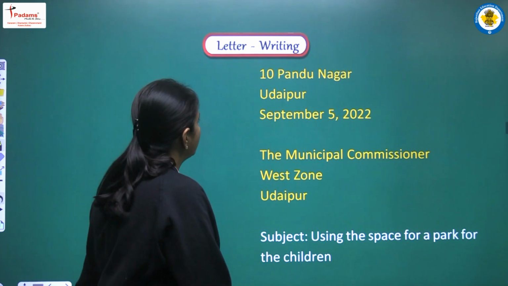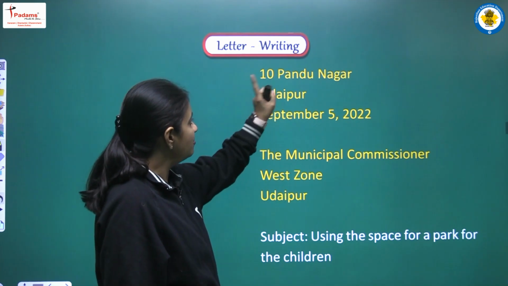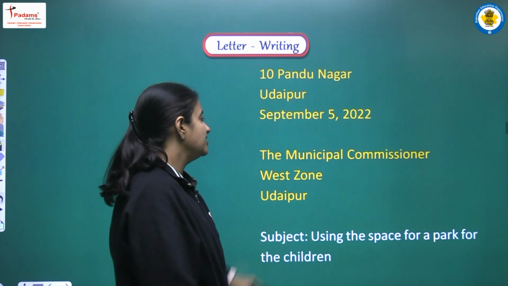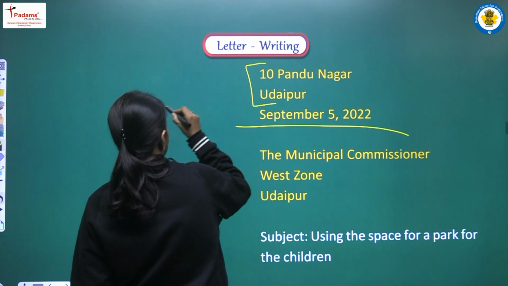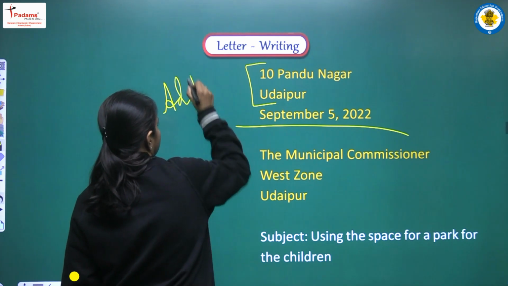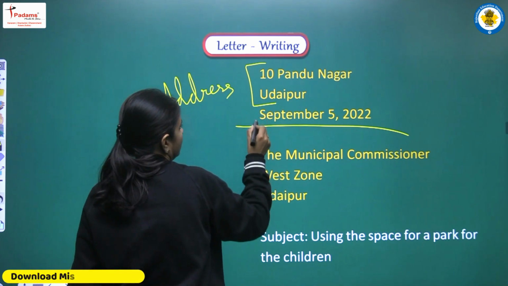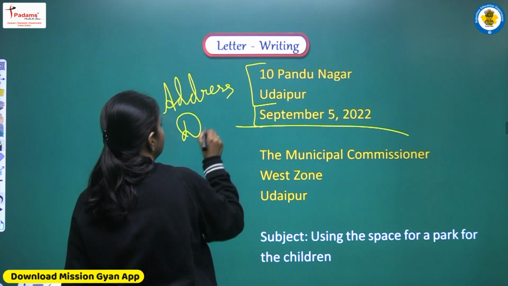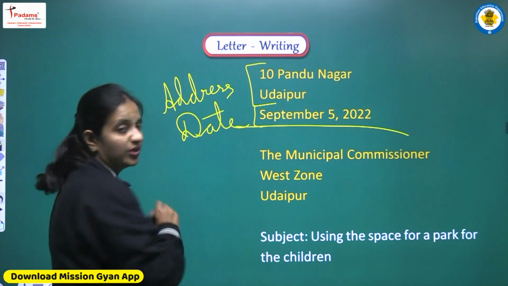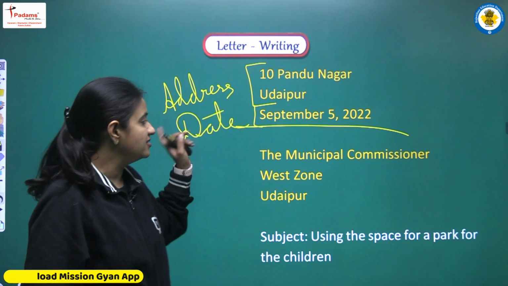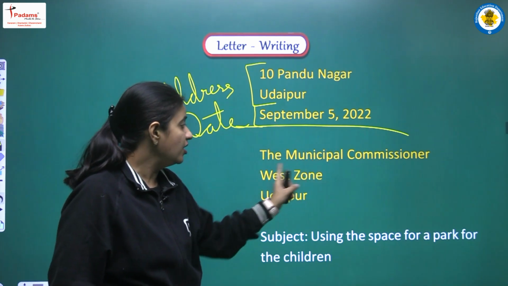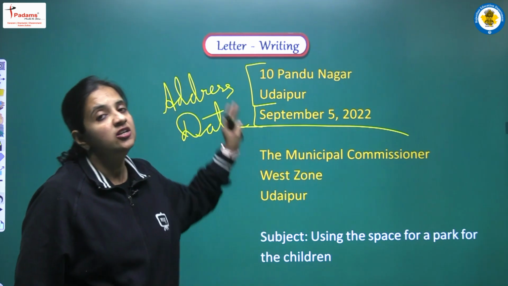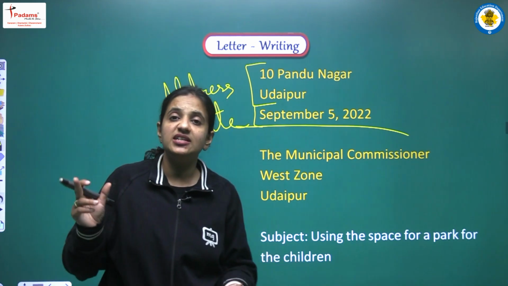So first of all we are writing the address. Address is 10 Pandu Nagar, Udaipur. Next we are writing the date. So I hope this is clear, that first of all we have to write the address. Next we have to write the date. Next we have to address the municipal commissioner. So we are writing the Municipal Commissioner, West Zone, Udaipur. All these details were given to us in the question.